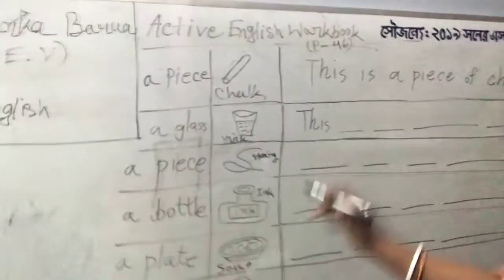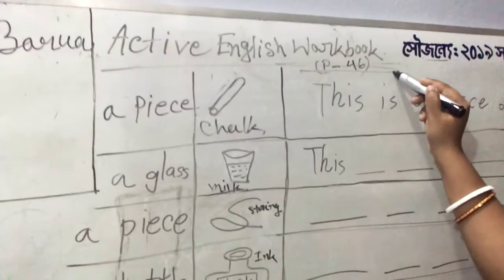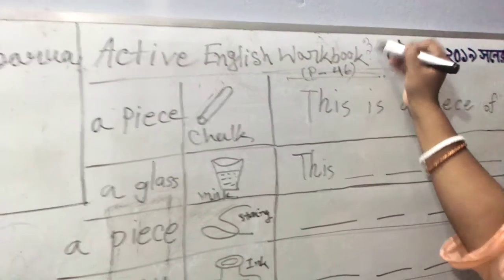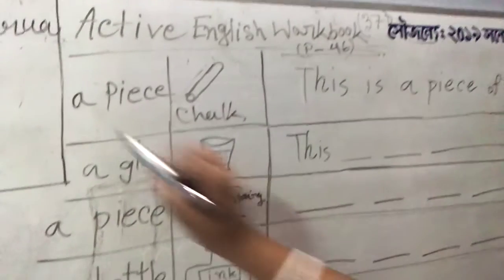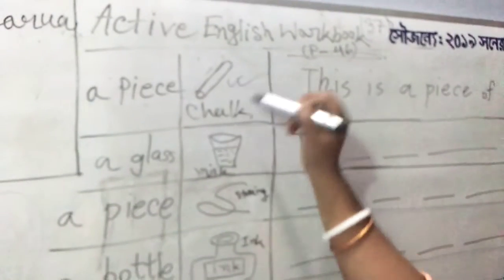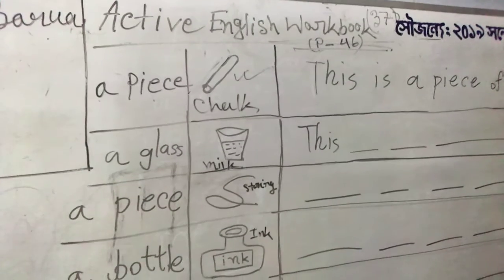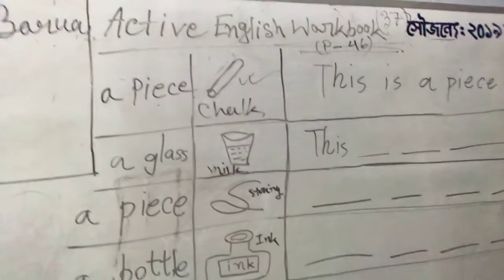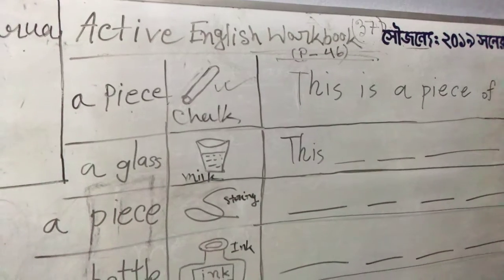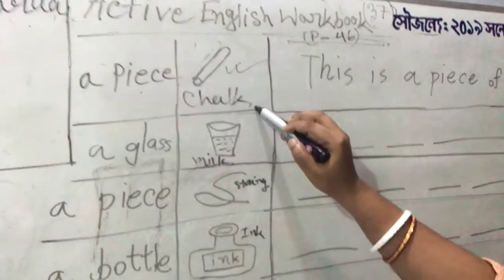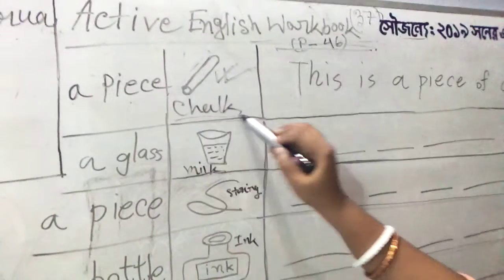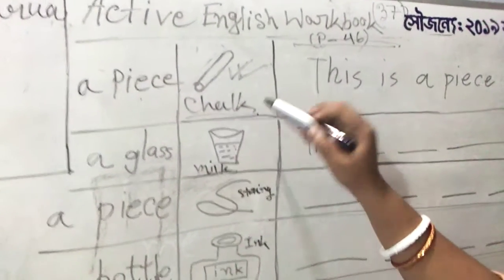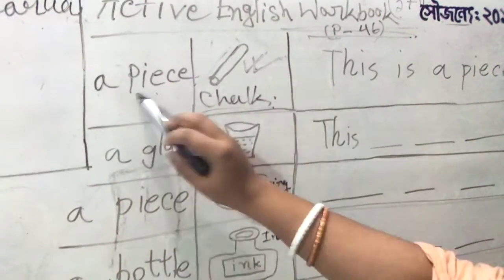See, here Active English workbook page number 46, and it's item number 37, though I didn't mention it. So here on the page, the picture is what? Look at your book, look at the page, and see what the picture is about. It's a picture of a chalk. Though I couldn't draw it perfectly, the name is already mentioned. From this name you can sense that it's a piece of chalk. So this is a piece of chalk.